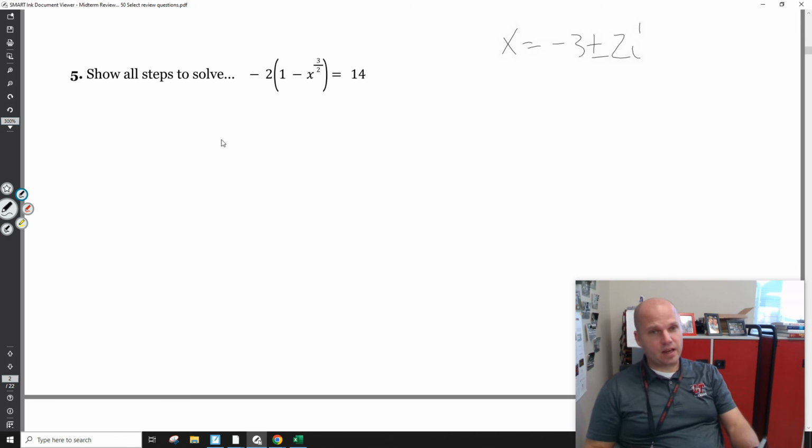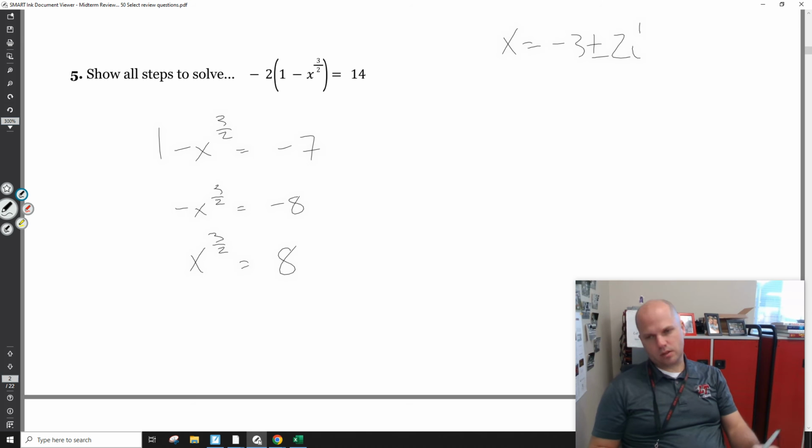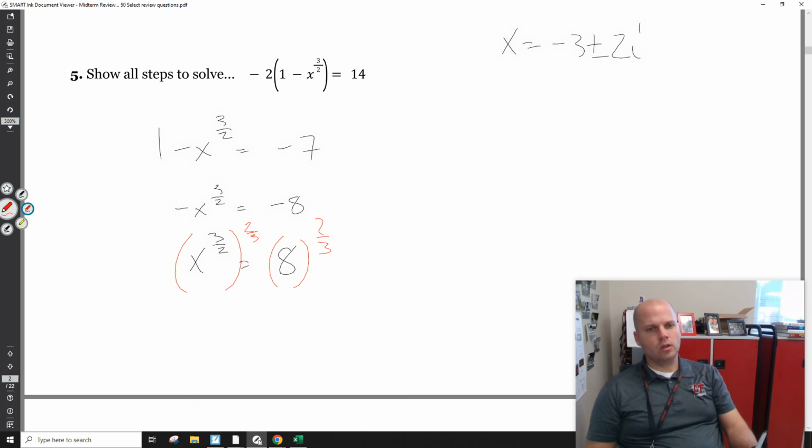I'm going to divide by negative 2. Going to subtract 1. Take the opposite of both sides. And then we talked about how you use a reciprocal power to solve rational exponent equations.